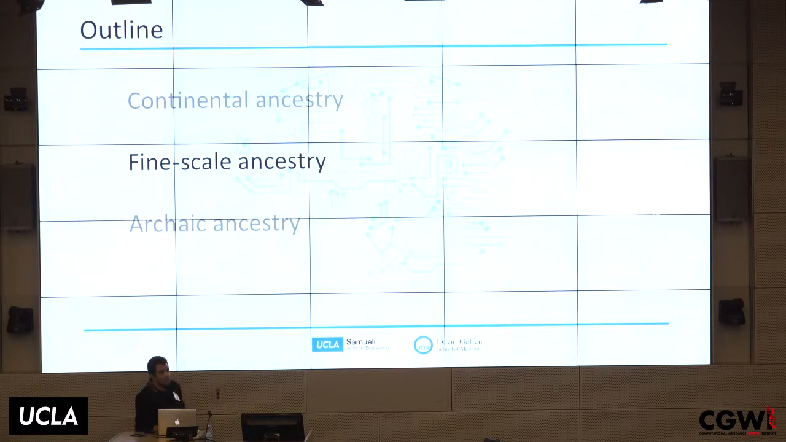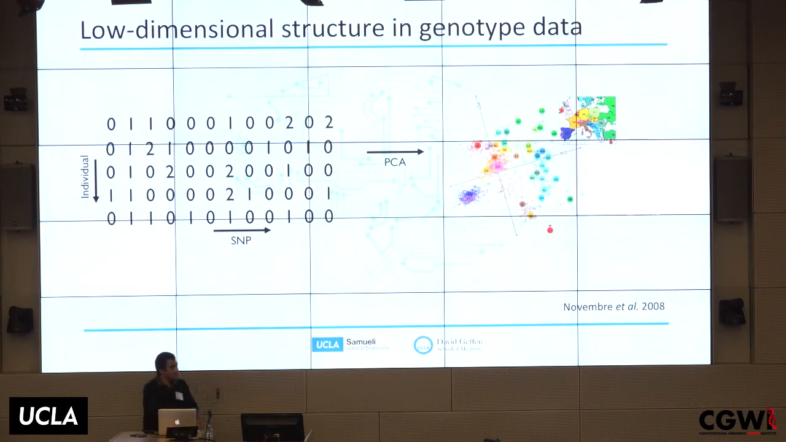Okay, so now I'll move to more recent work where we are looking not at ancestry that is continental, so not across widely separated ancestral groups, but at a finer scale. This is all inspired by the fact that we have high dimensional genotype data. If you have millions of SNPs, it has been shown that you can now place or locate individuals down to hundreds of kilometers.